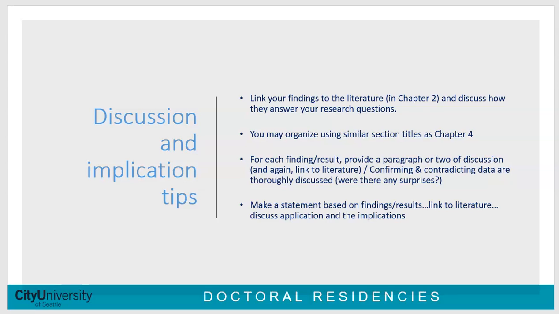For each finding and result, provide a paragraph or two of discussion. So what? So what about it? So what that you found this theme? How does that theme relate to the research question? And what does it mean in answering your research question? Make a statement based on the findings, results, always linked to the literature. In Chapter 5, you're going to have a lot of citations. Not a lot of citations in Chapter 4, but Chapter 5 you will for sure.